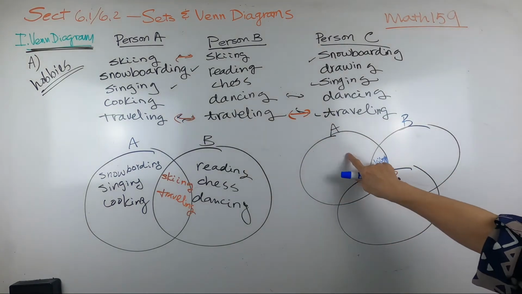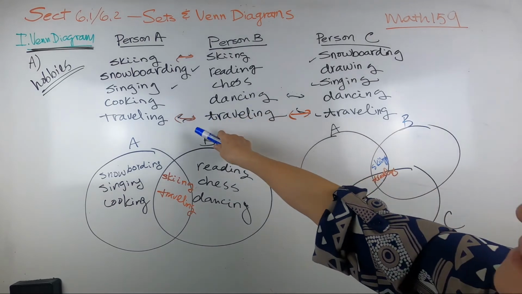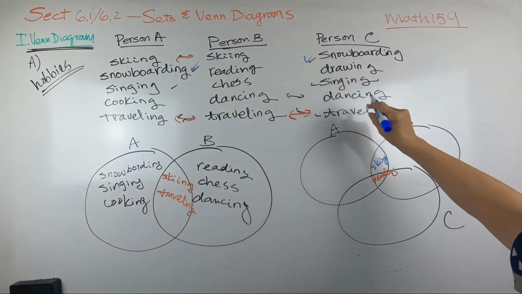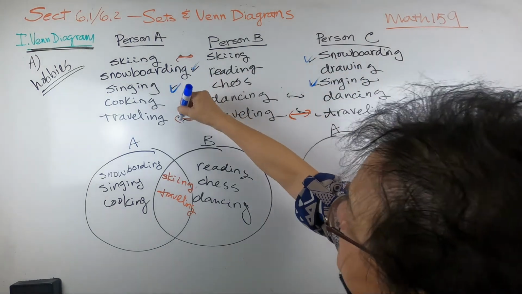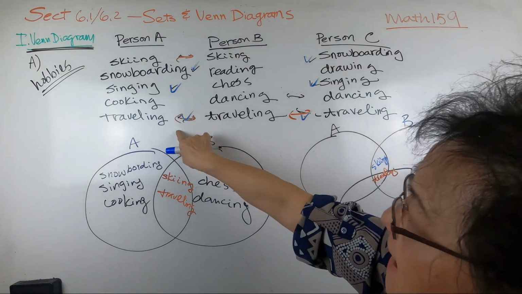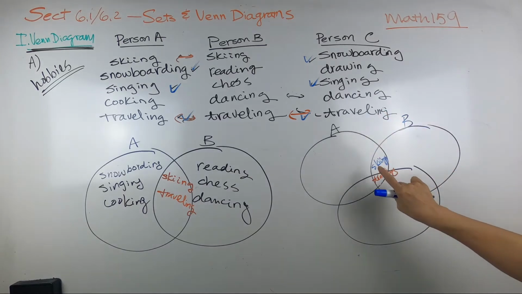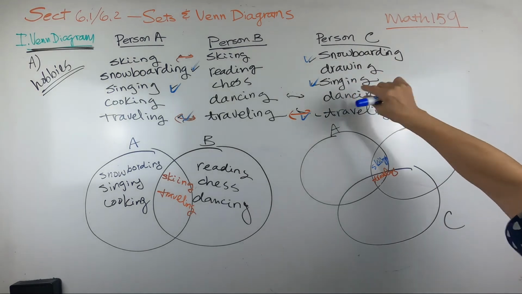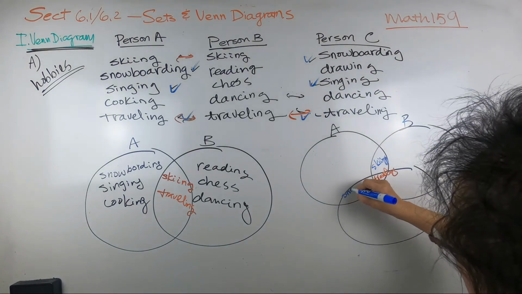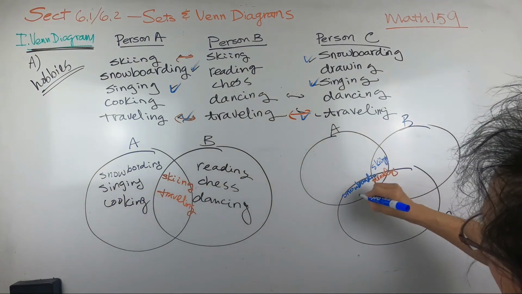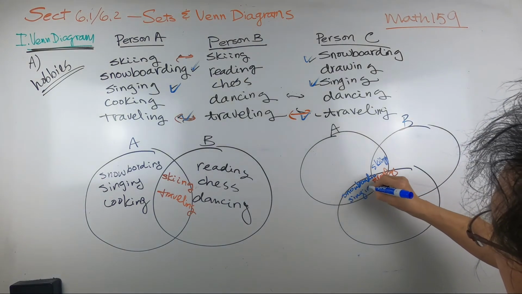Then how about A and C? Between A and C, they have snowboarding the same. What else? Singing and traveling. But the traveling we already described. Besides traveling, between A and C, what do they have in common? Snowboarding and singing. So we put snowboarding here and singing here.